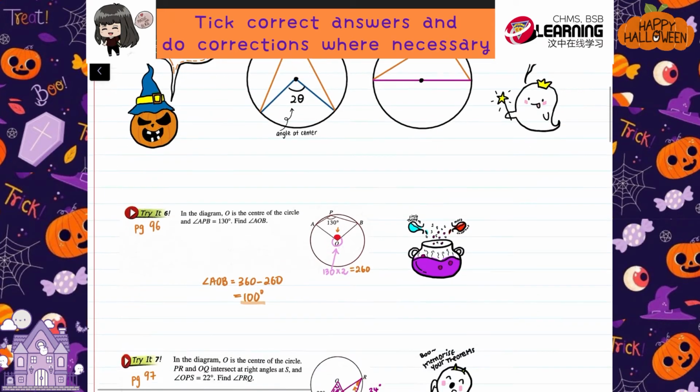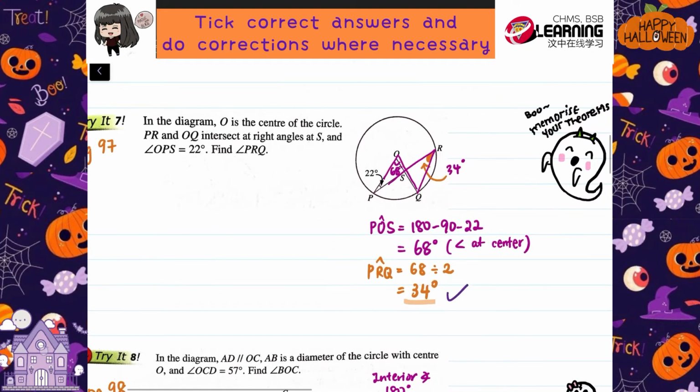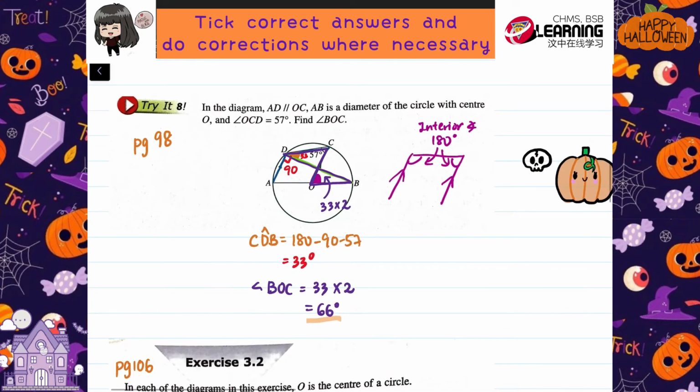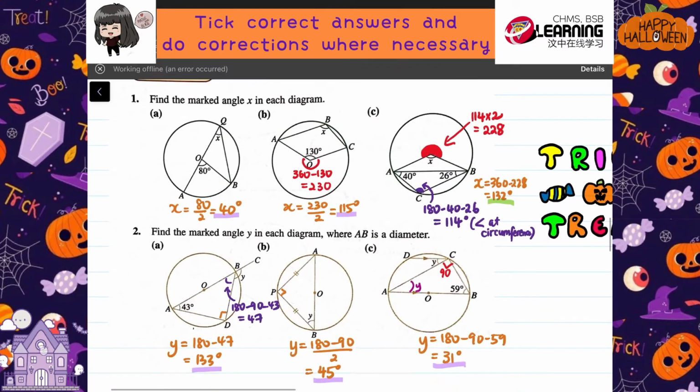So try it 6. Double check your answer again, just in case I have mislooked your answer. Try it 6, the answer is 100. Try it 7 is 34. Try it 8 is 66. Okay, I've covered all the try it already. So now question number 1.